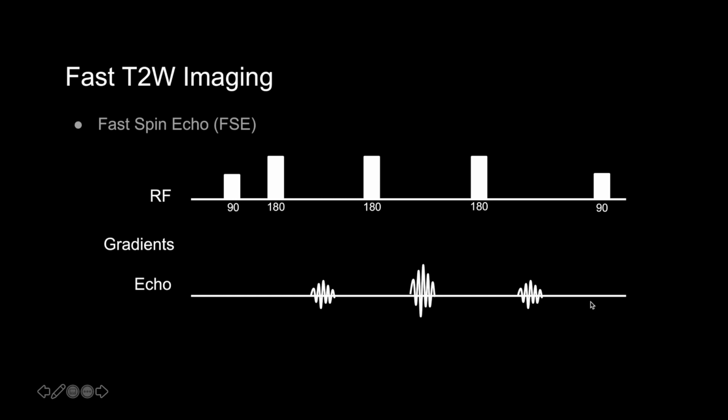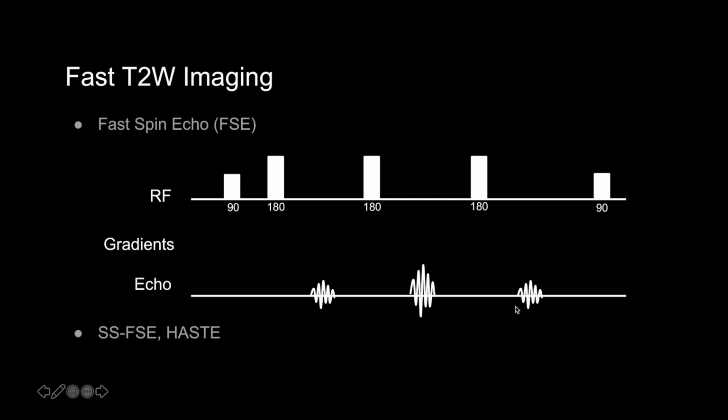A fast spin echo can be acquired in several ways. One common way in the body that is really good for reducing motion artifact is called a single shot fast spin echo, SSFSE for short. This is a fast spin echo sequence that collects an entire slice of data following a single RF pulse. So we have a single RF pulse and then multiple refocusing pulses and echo train lengths of over 100 after a single RF pulse, and we collect an entire slice of data.